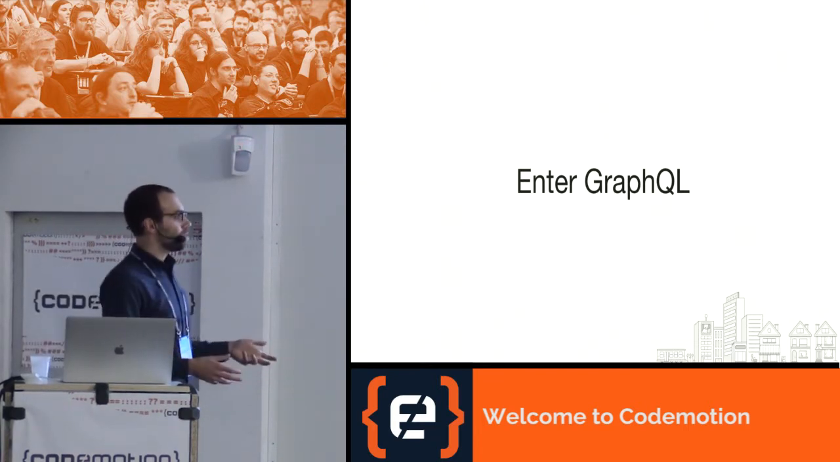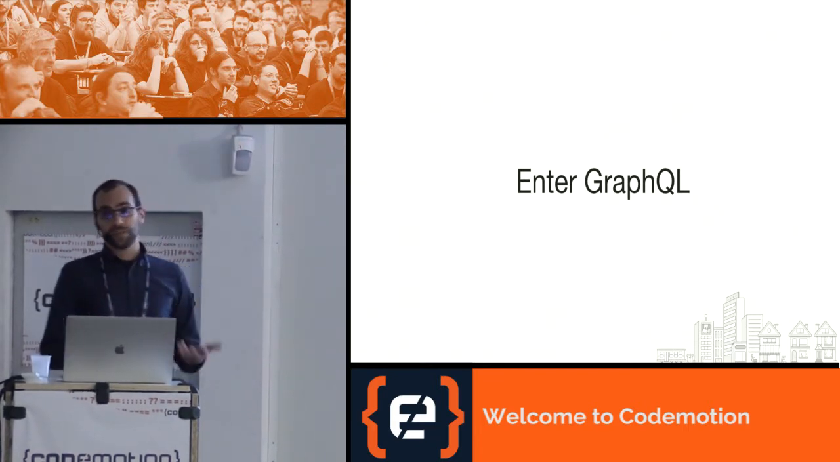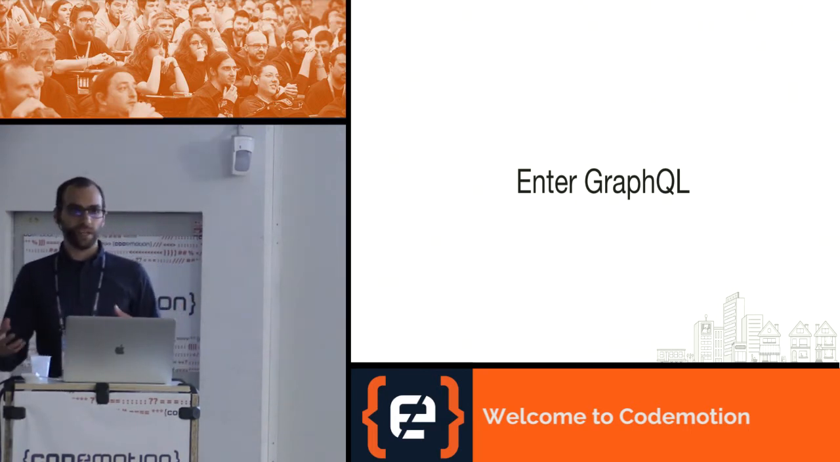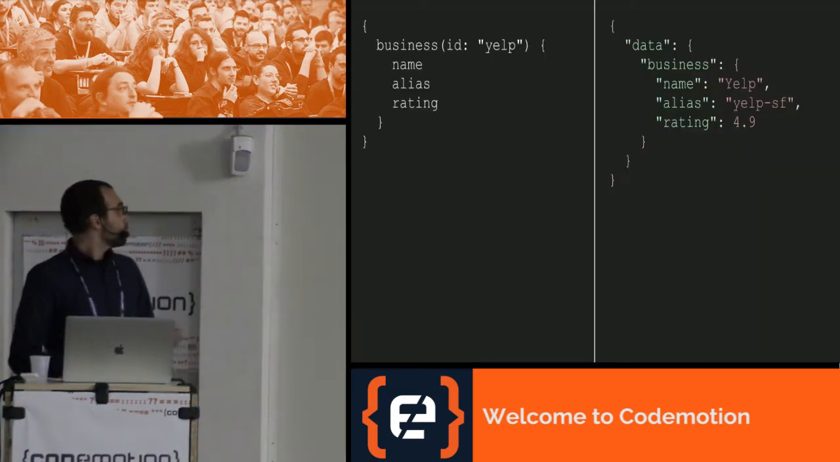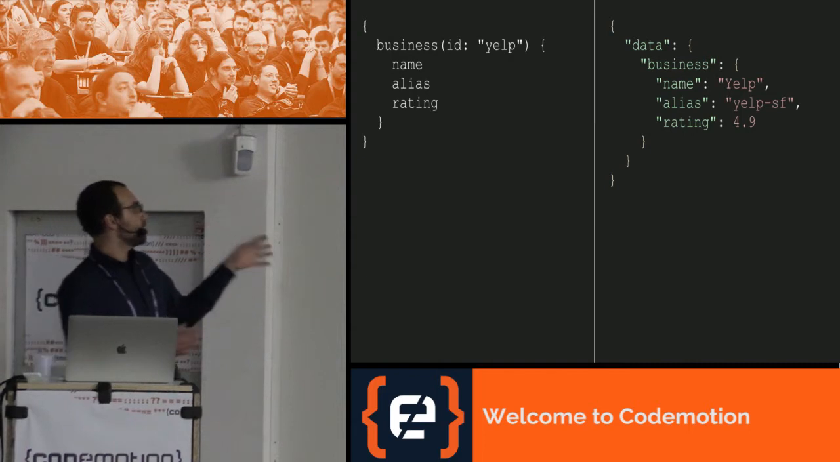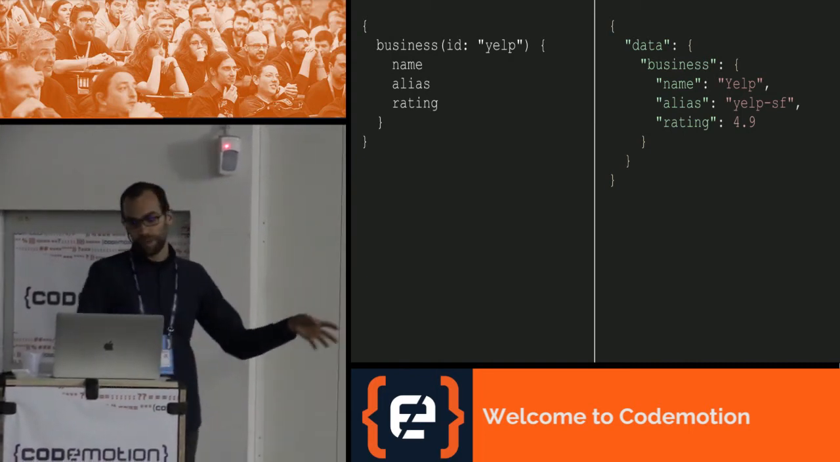If you're not super familiar with GraphQL, GraphQL is a query language for your API. That means it gives you the flexibility to request any data you want, structure the response however you want, and so on and so forth. So what does this look like? On the left is a sample query, and on the right is the data that the API would return.